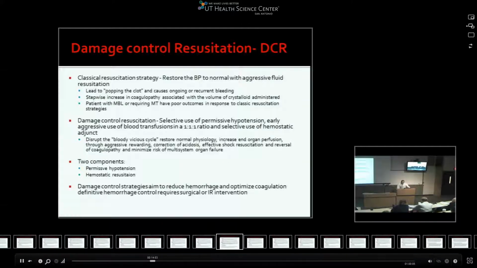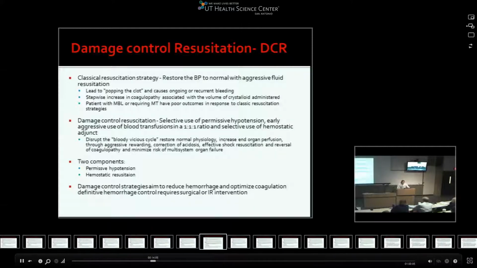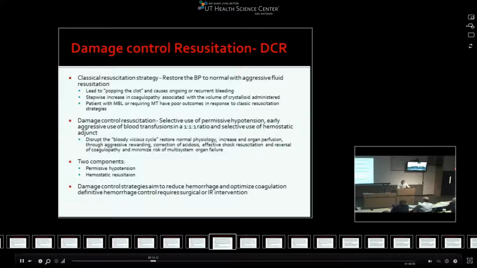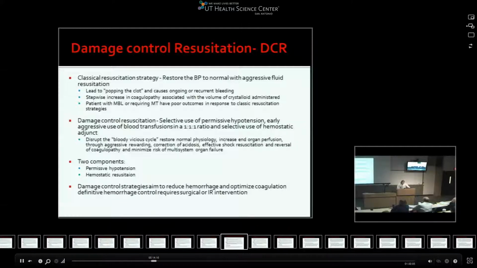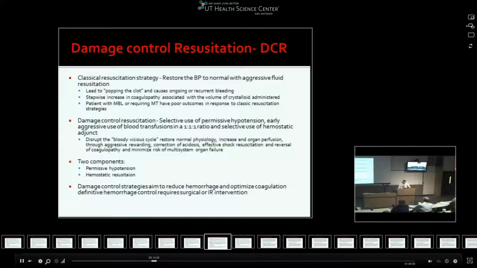The two main components of damage control resuscitation are permissive hypotension and hemostatic resuscitation. Damage control strategies aim to reduce hemorrhage and optimize coagulation, but definitive hemorrhage control cannot be forgotten and a lot of times requires surgical or IR intervention.